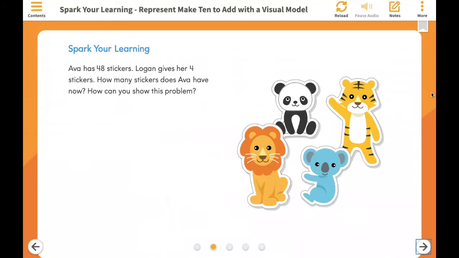If you would like to follow along in your workbook, we are on page 375. Spark your learning. Ava has 48 stickers. Logan gives her 4 stickers. How many stickers does Ava have now? How can you show this problem?